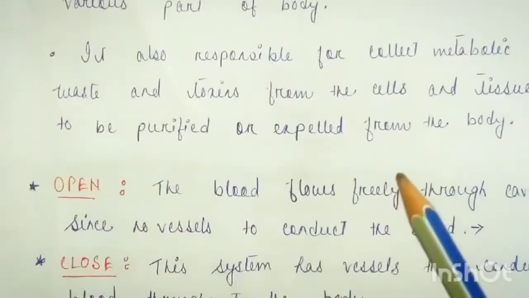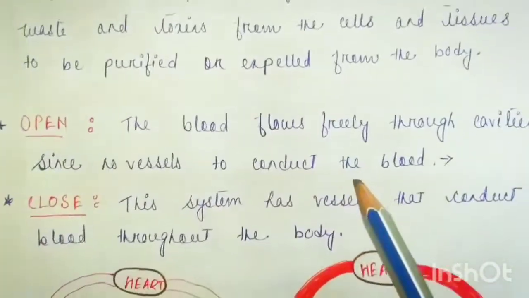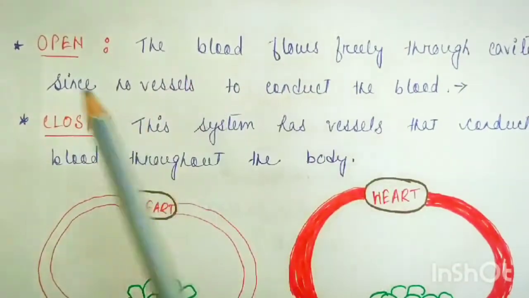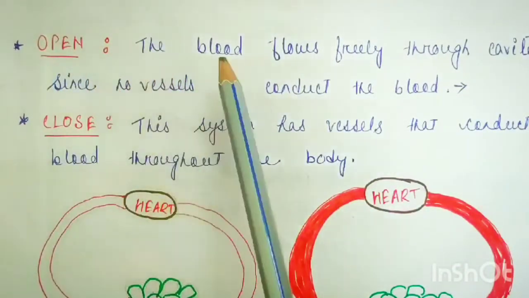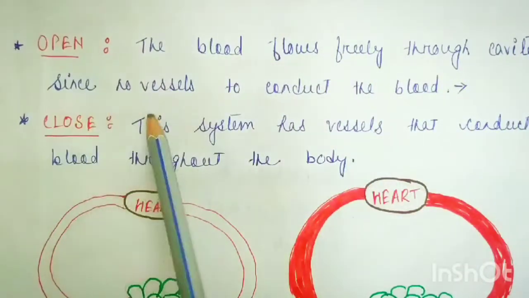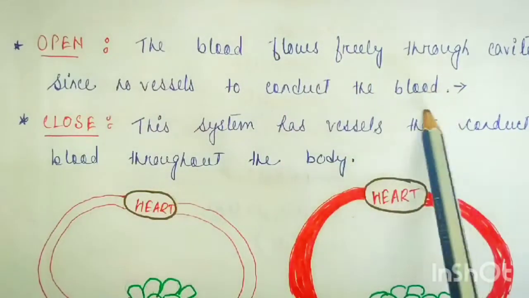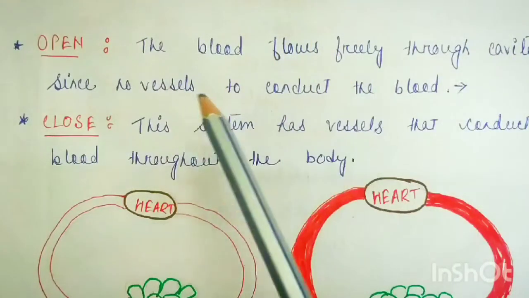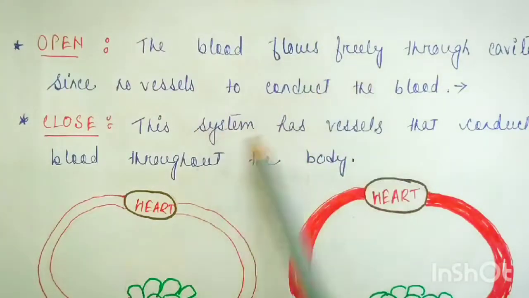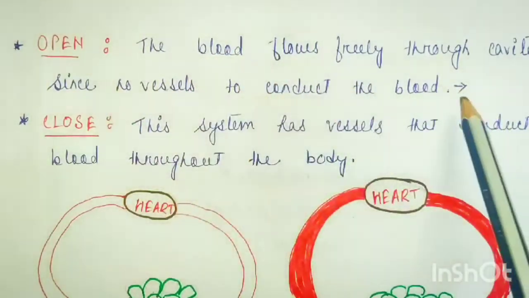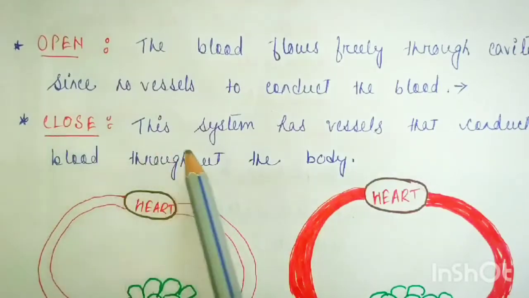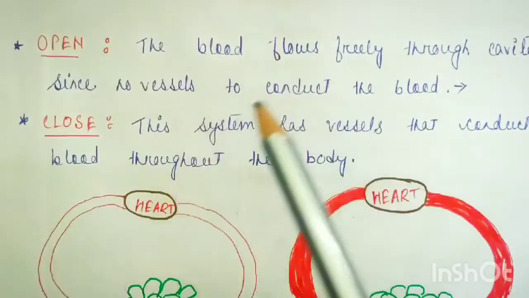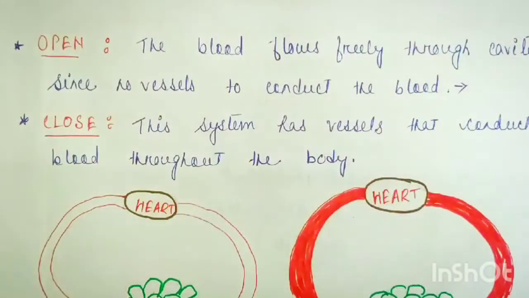Now come to the types of circulatory system. The circulatory system is mainly of two types. The first one is called open type, the second one is called closed type. Now the definitions. Open means the blood flows freely through the cavities since there is no vessel to conduct the blood. It means in this process the blood flows within the body with the help of a cavity. No specific vessel is present for the conduction of the blood. And closed means this system has vessels that conduct the blood throughout the body. Here the blood is conducted with the help of specific vessels.